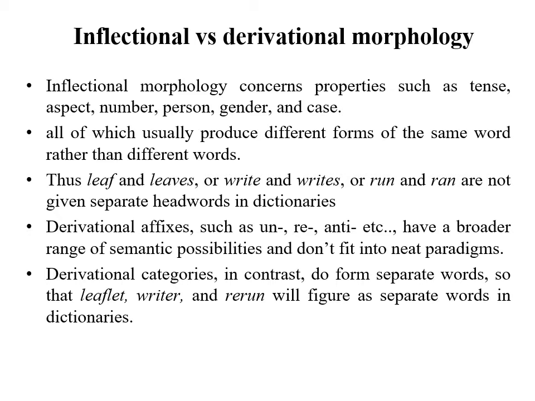Derivational affixes such as un, re, anti, etc. have a broader range of semantic possibilities and don't fit into neat paradigms. So dictionaries have different meanings with these prefixes and suffixes. Derivational categories, in contrast, do form separate words, so that leaflet, writer and rerun will figure as separate words in dictionaries.